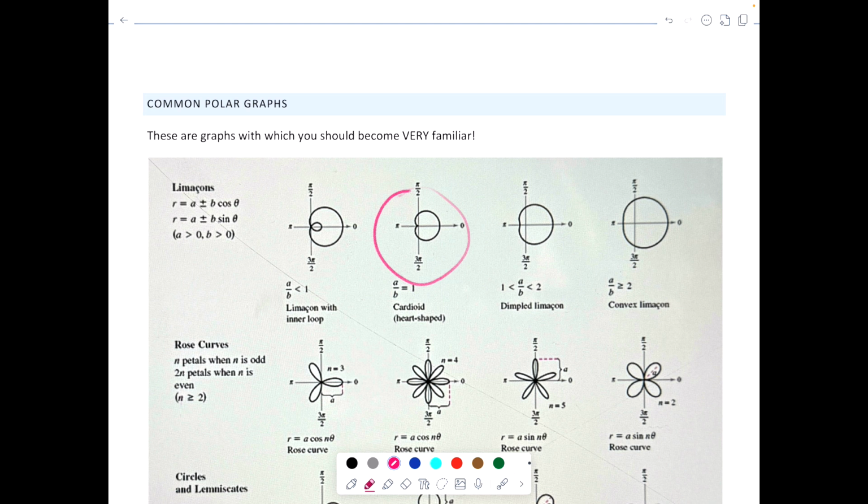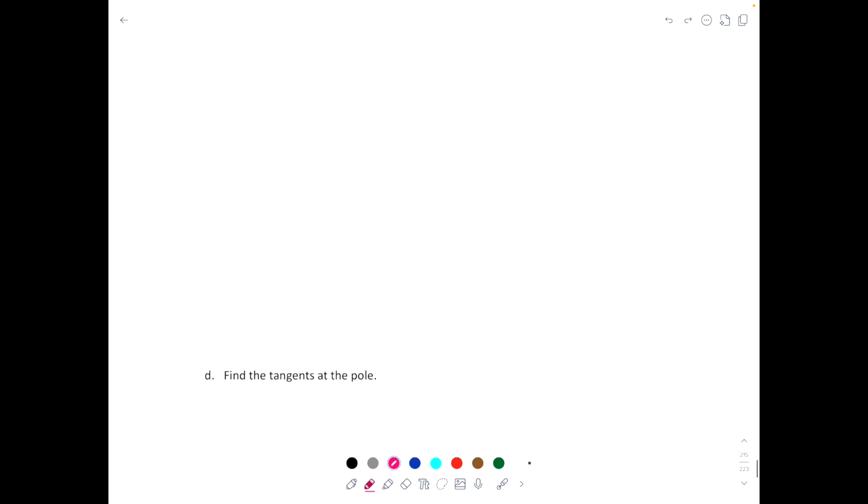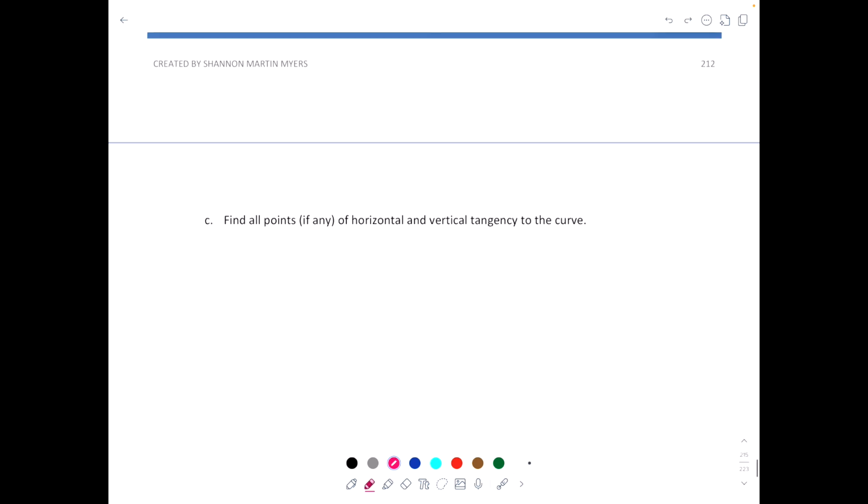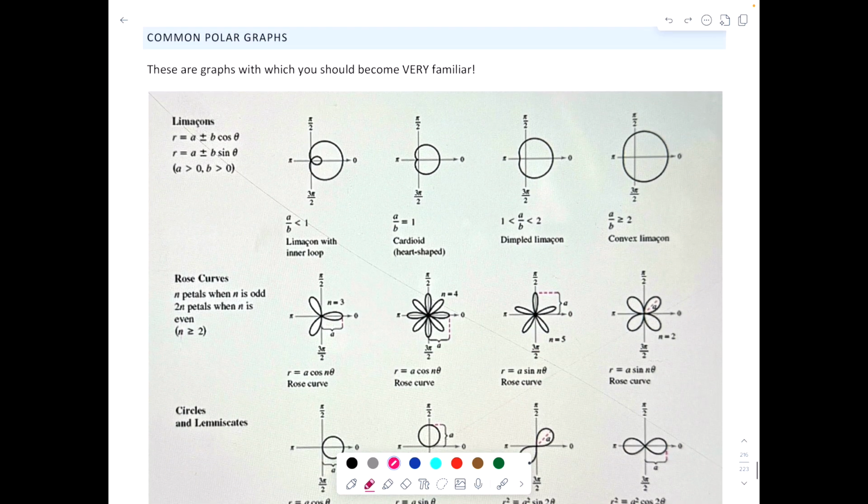All right, so when you have a over b equal to 1, you get that heart shape. So a plus or minus b cosine theta. If you look at ours, if we had multiplied this out, we would have had 2 minus 2 sine theta. So our a equals our b, which equals 1. As time goes on, if you work with these a lot, you'll get used to this. If a over b is less than 1, you get a loop-de-loop inside, like that first one, this one here.